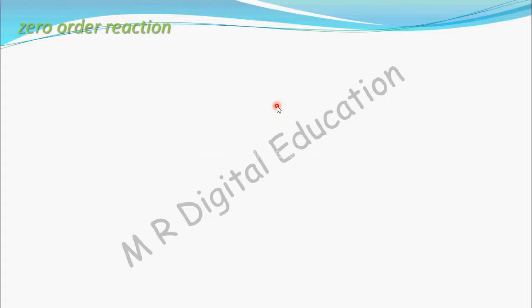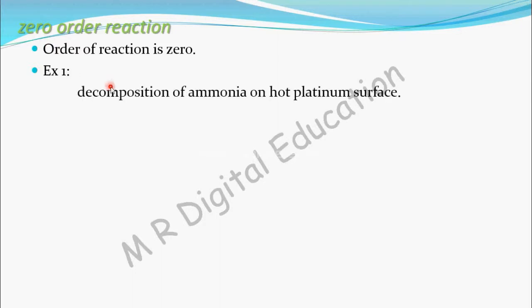Let's see more about zero order reaction. For zero order reaction, order of reaction is 0. So only the name zero order reaction. Examples for this zero order reactions are decomposition of ammonia on hot platinum surface, that is heated platinum surface, that is 2NH3 gives N2 plus 3H2.